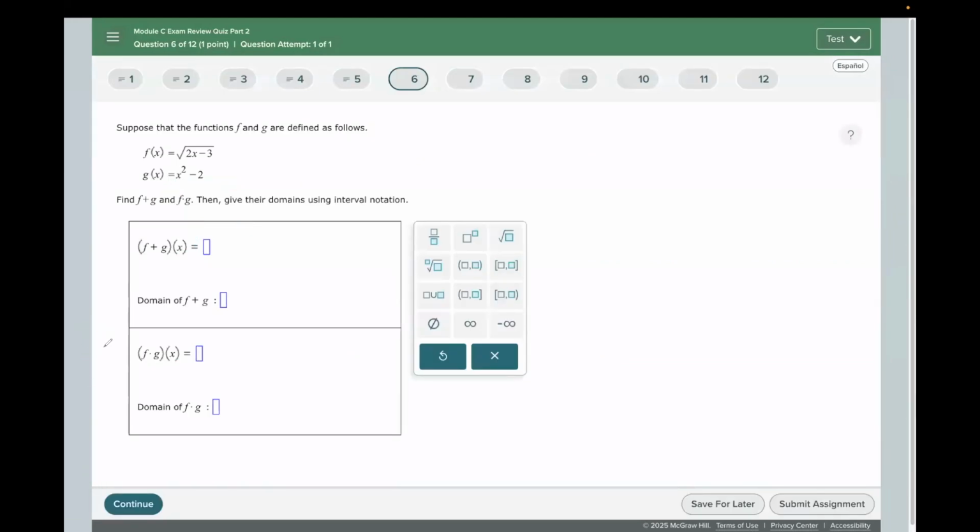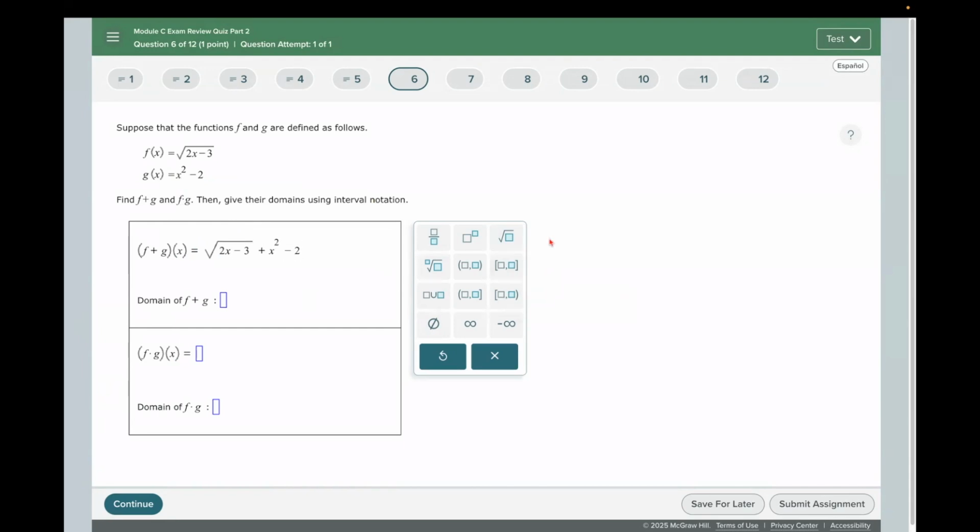Let me clear drawings. All right. Here we have two functions, so we need to do f plus g and f times g, and then we want to give their domains using interval notation. All right, so f plus g, I'm just going to add them together. So f of x is the square root of 2x minus 3, so square root of 2x minus 3. And then we need to do plus g, so plus x squared minus 2.